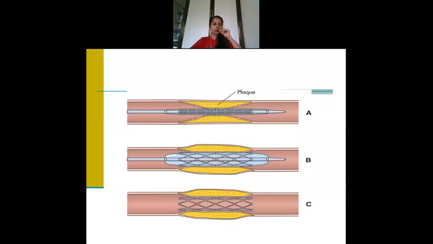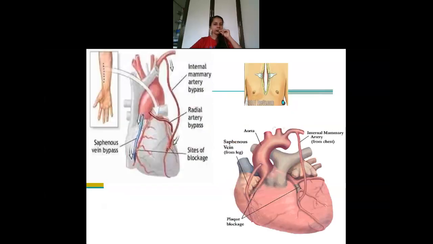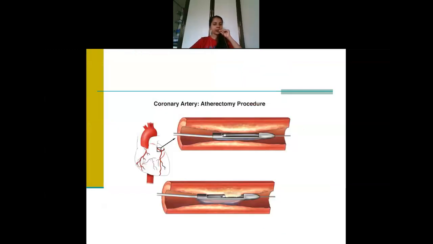So this is the figure of PTCA. I think you might have already drawn it. And then CABG is the next surgery. Many grafts I have already discussed, isn't it? Like the great saphenous vein, internal mammary artery or internal thoracic artery, then radial artery. Atherectomy was also discussed, where you take a device which has a cutting blade like structure, and that will trim off or shave off the atheroma or plaque.